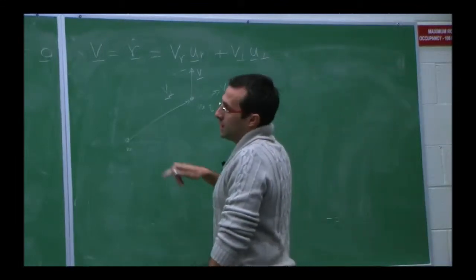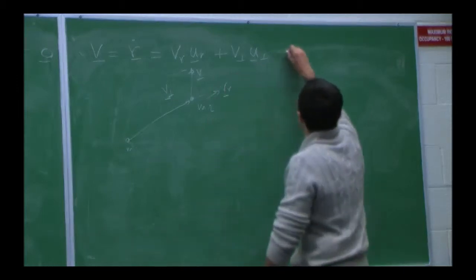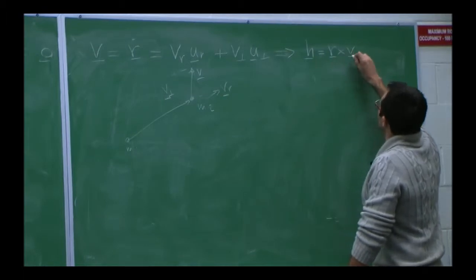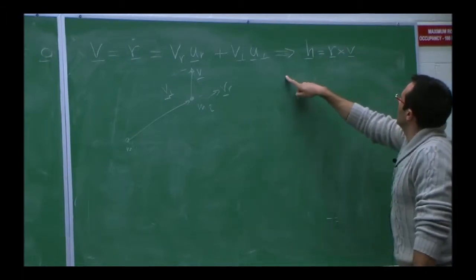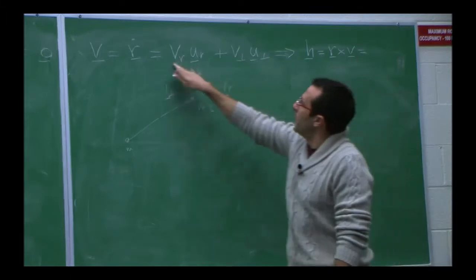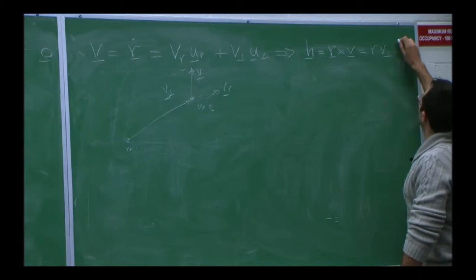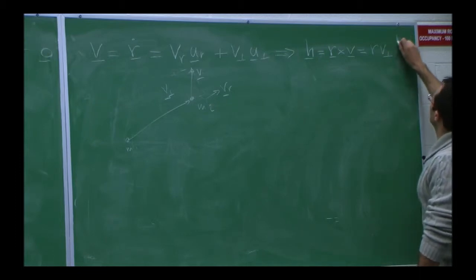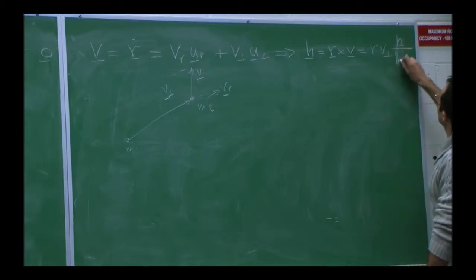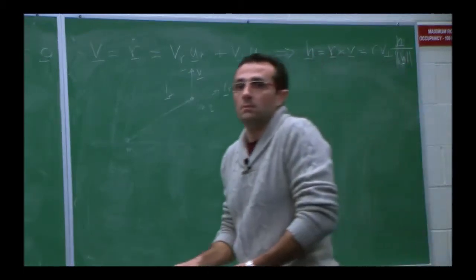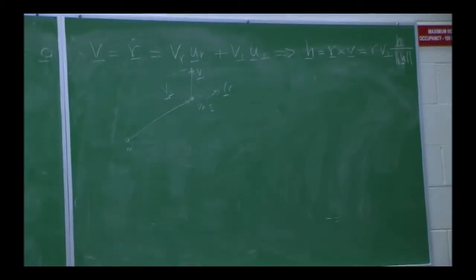Now, if that's what I do, what happens to h from this? Well, h is r cross v, or r dot, it's the same thing. So you see that the parallel component doesn't contribute, so you're really left with r v perpendicular along the unit vector of h. If you want, I can just write h over its norm. Do you agree? So this angular momentum vector is extremely important. We're going to do a lot with this, using the fact that it doesn't change.